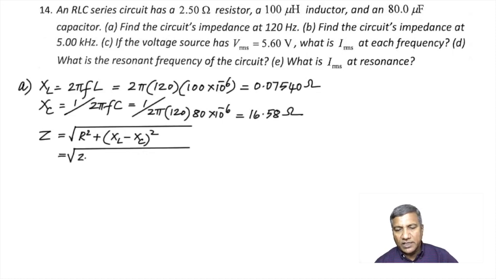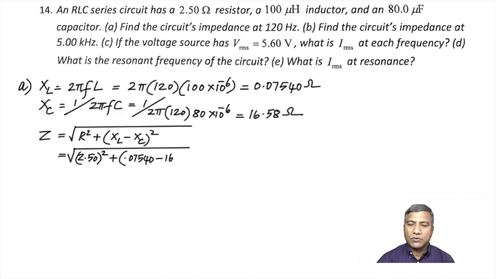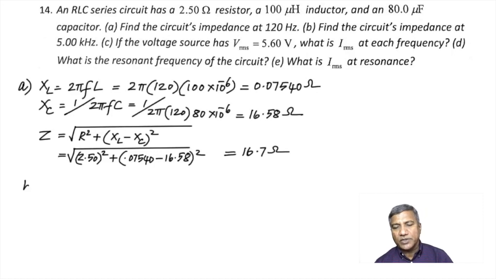Impedance is given by this formula, square root of R squared plus XL minus XC whole squared. So plug it into that. The resistance is 2.50. That's XL, 0.0754 minus XC squared. When we do that math carefully, we get 16.7 ohms.